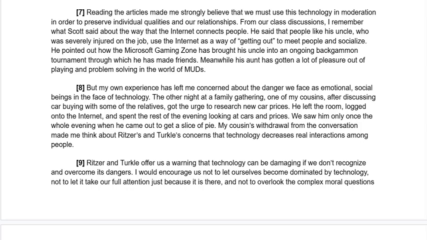In paragraphs 7 and 8, Macaulay also incorporates her own experiences, recalling family discussions and personal observations. This blend of analysis with personal experience strengthens her argument by making it relatable and grounded in real-life scenarios.